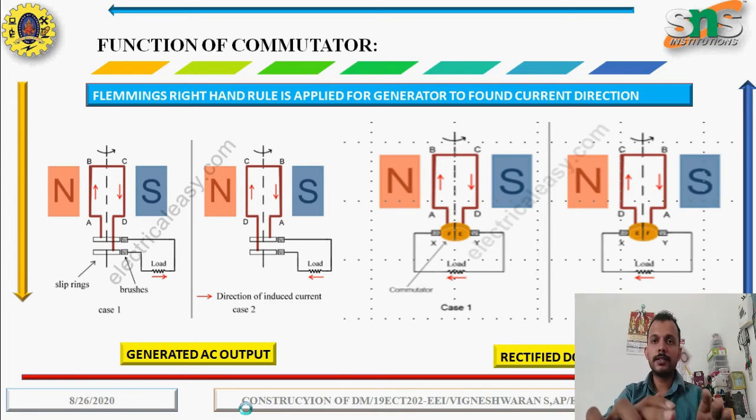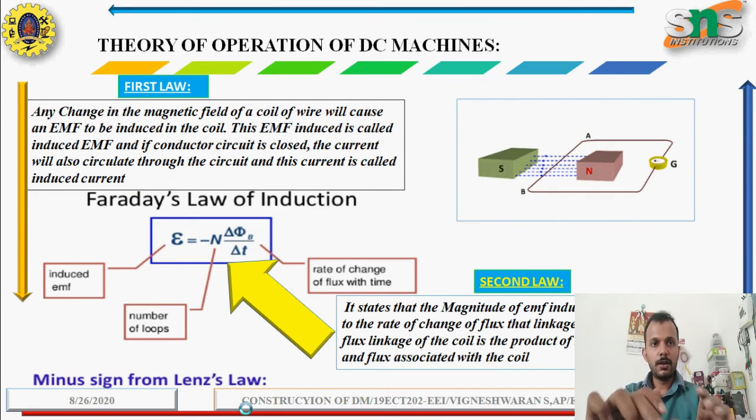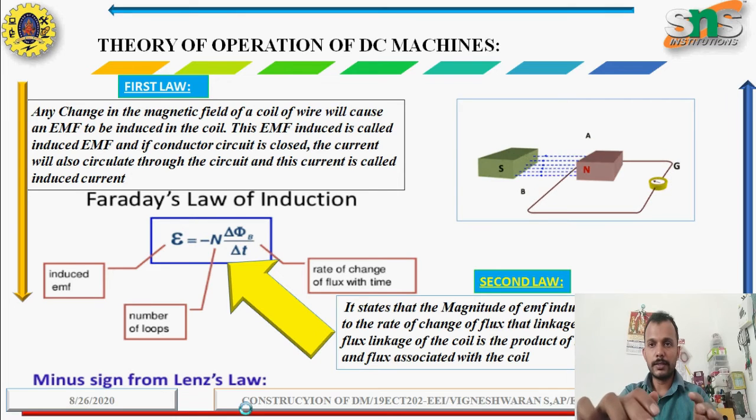If we need an AC generator or AC output, we can use the first two diagrams. Our objective in this construction is mainly converting AC to DC, so for this we use a rectified DC output. The last two diagrams clearly show how to rectify AC to DC and the purpose of the commutator in a DC machine.